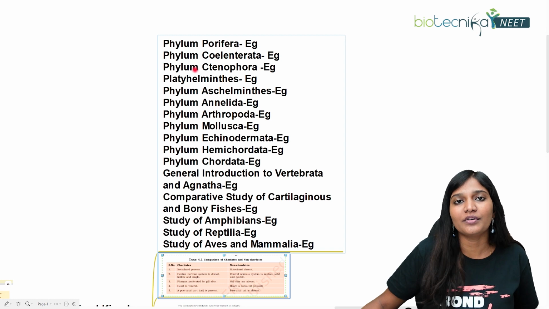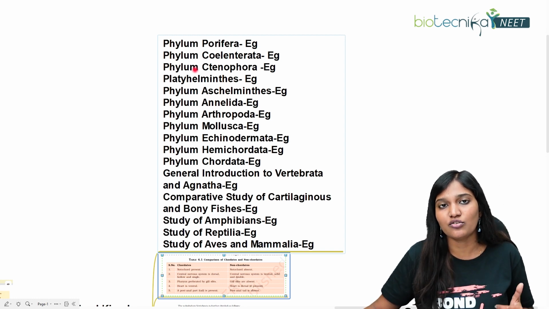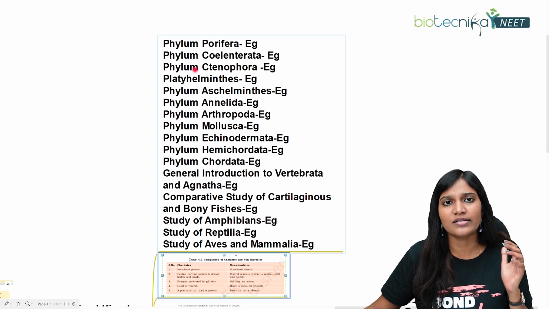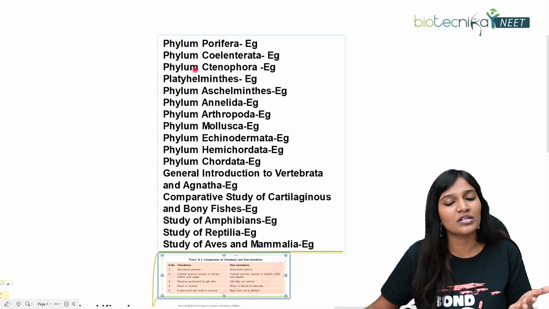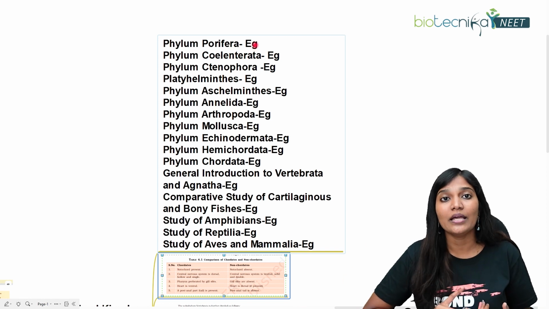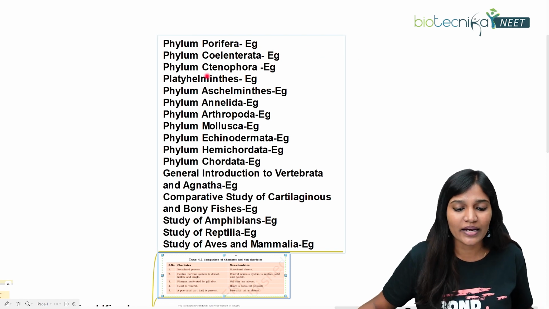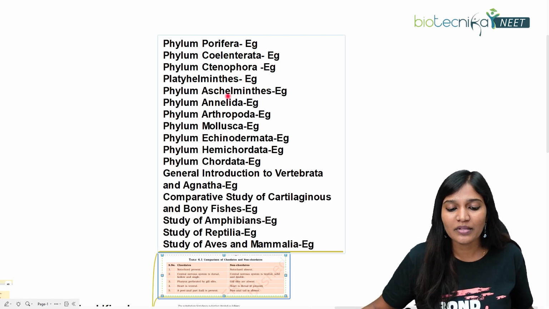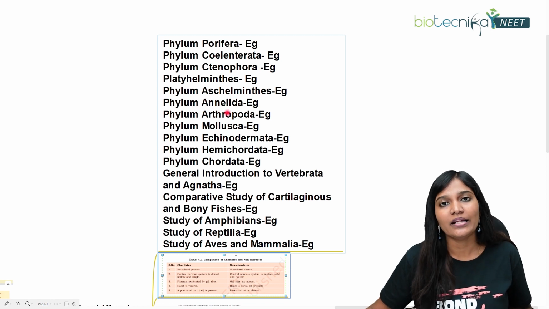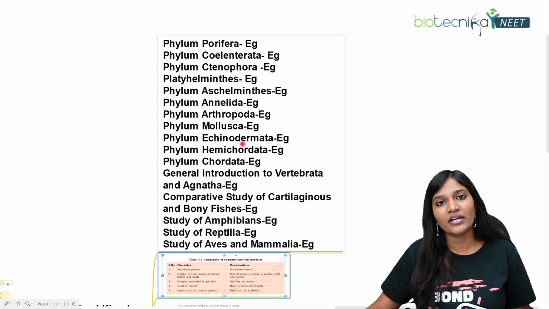Then you have to learn from phylum Porifera, what are the special characteristics, levels of organization, symmetry, coelom, digestive system, respiratory system, circulatory system. All these things are common, but write what is applicable for each of the phyla. Most important are the examples and images given in the animal kingdom. Next is Coelenterata, examples, all the characters, Ctenophora, Platyhelminthes, Aschelminthes, Annelida, Arthropoda, Mollusca, Echinodermata, Hemichordata, Chordata, all these things.